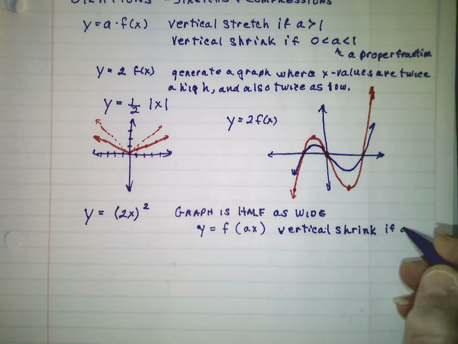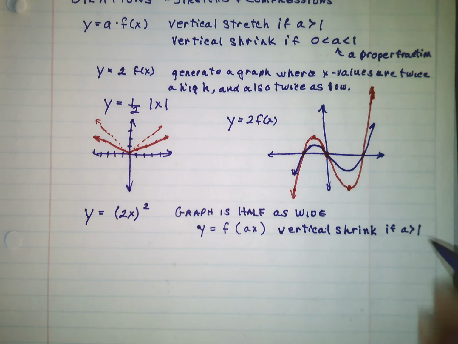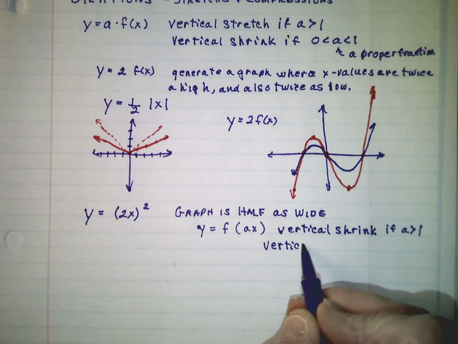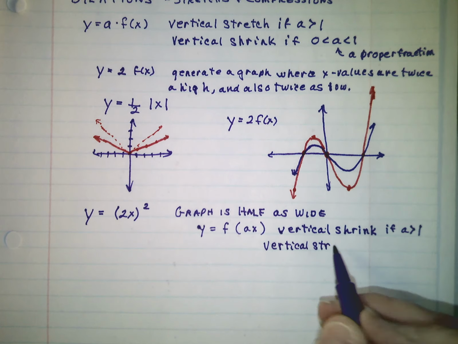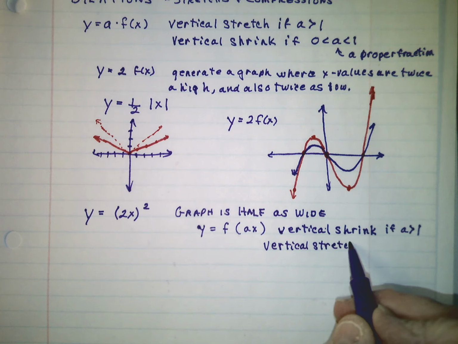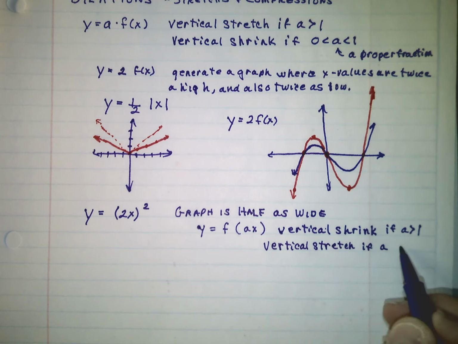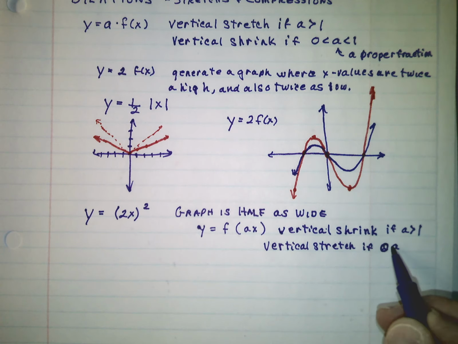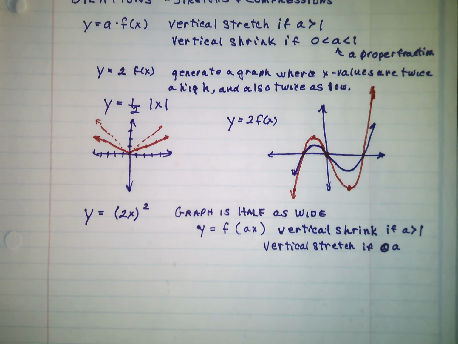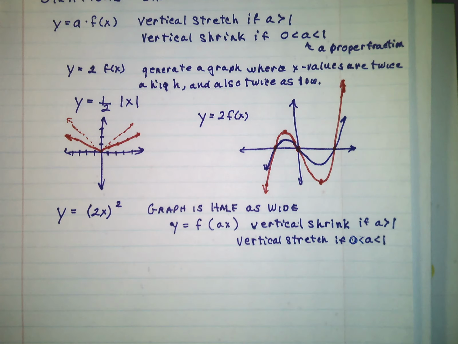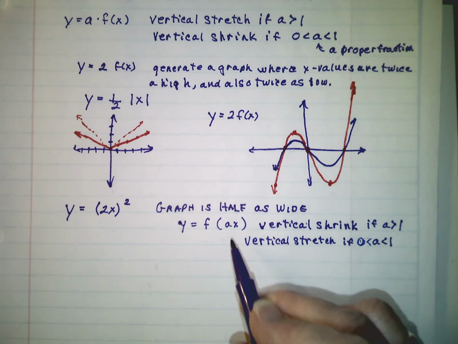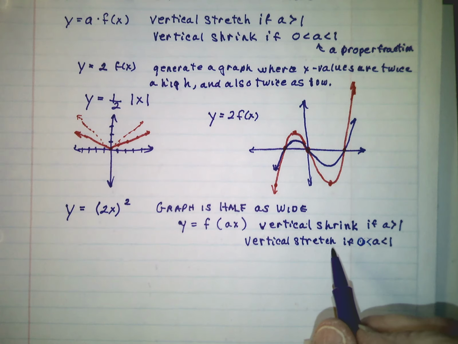If a is greater than 1, it's going to be a vertical stretch. If a is in between, nothing like a little whiteout. If we have some fraction that we're multiplying by, it's actually going to be a vertical shrink.